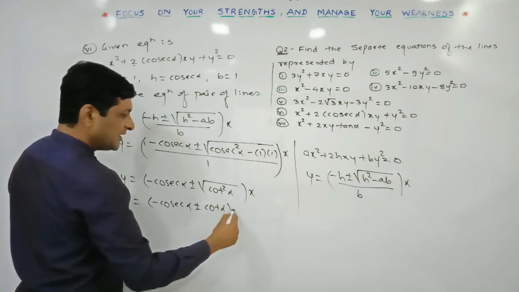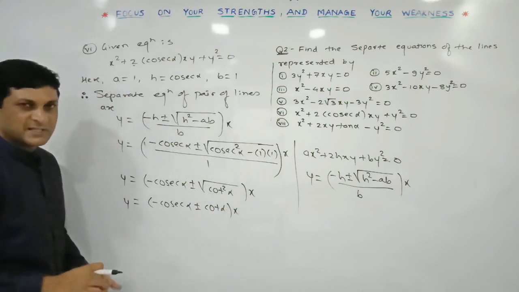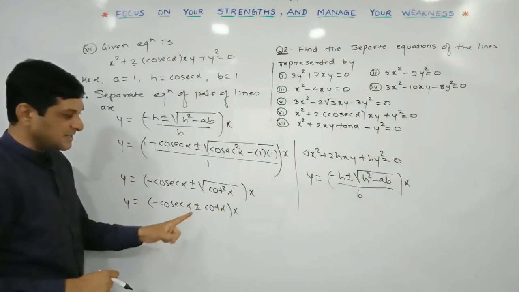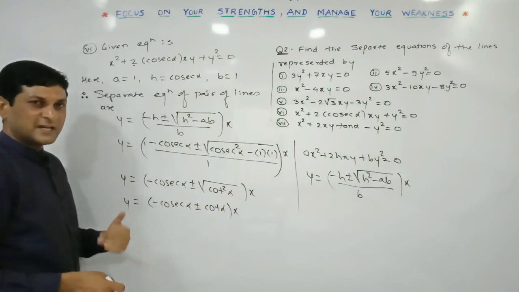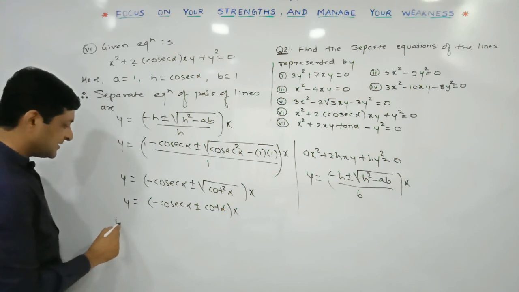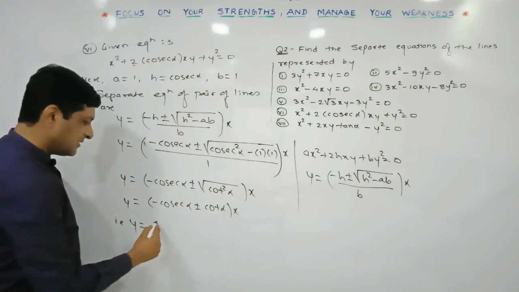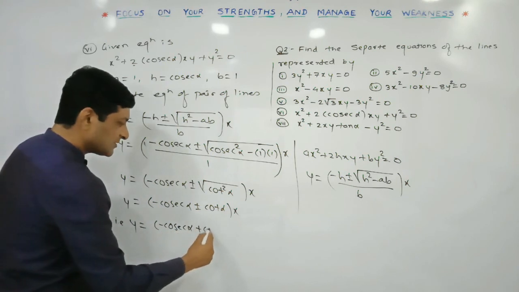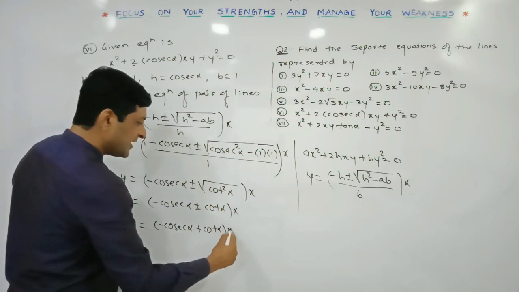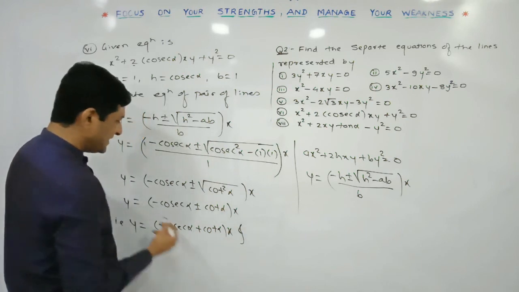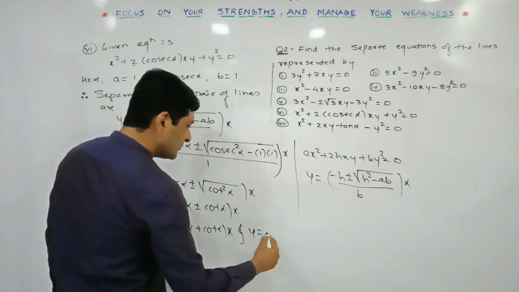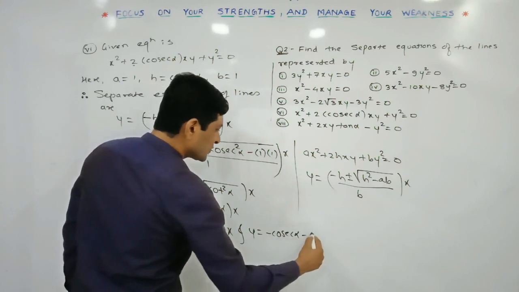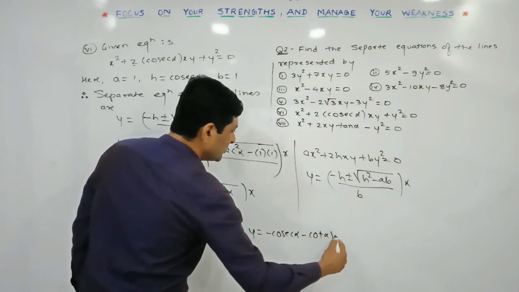Cot alpha into x. In this way we have got separate equations of lines. If we consider plus here, we will get the equation of the first line. If we consider minus here, we will get the equation of the second line. So y is equal to minus cosec alpha plus cot alpha into x is the first line, and the second line is y is equal to minus cosec alpha minus cot alpha into x.